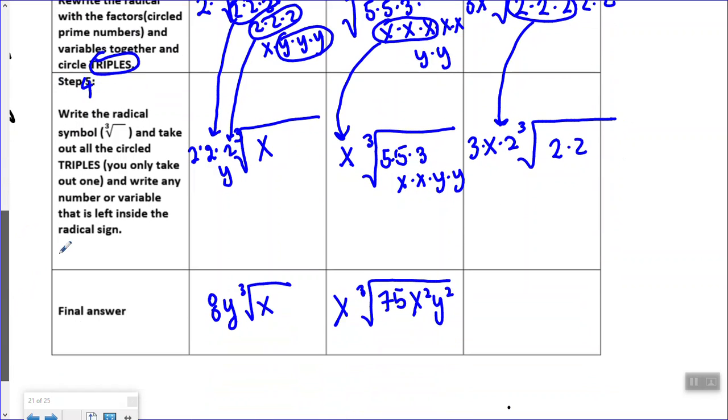And then you have to simplify. 3 times 2 is 6, so it's 6x cube root. 2 times 2 is 4. So this is your final answer.